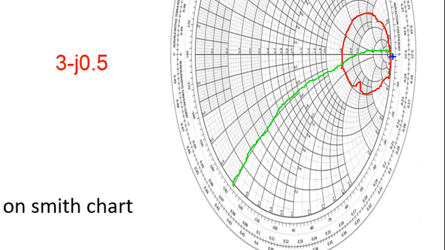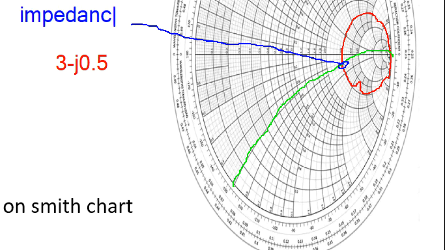I will trace this. Now what I am getting, the intersection point here will give the impedance, normalized impedance of this, of 300 minus 50, minus 50, and output impedance is 100. For that, this is the impedance, normalized impedance.